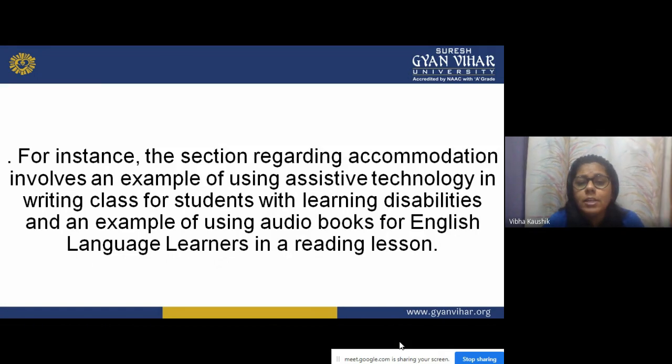For example, this section regarding accommodation involves an example of using assistive technology, how you can use the technology in a writing class for students who are learning with learning disabilities. If the student faces a learning disability, it can be in the area of arithmetic, reading, or writing. Another example is using audio for an English exam, or a student using audio books to learn English in a reading lesson.